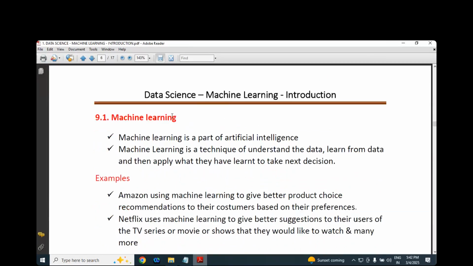Daniel, what do you mean by machine learning? Machine learning is part of artificial intelligence. Yeah, good. Machine learning is a technique to understand the data. If you give data to an ML algorithm, it will understand and learn from the data. And whatever techniques it has learned, it will start applying to take the next decision. If you want, I will take one small example.